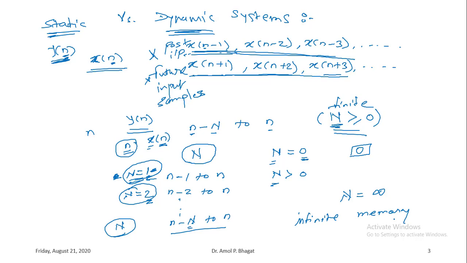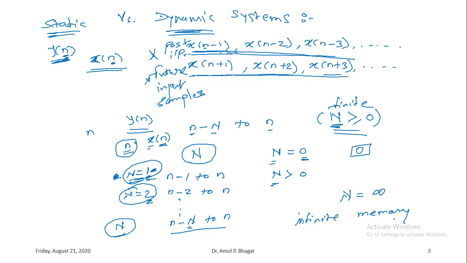In case of a static system, the output of the discrete time system depends on the current or present input that has been applied to the system. In case of a dynamic system, it may also depend on the past or future input samples.